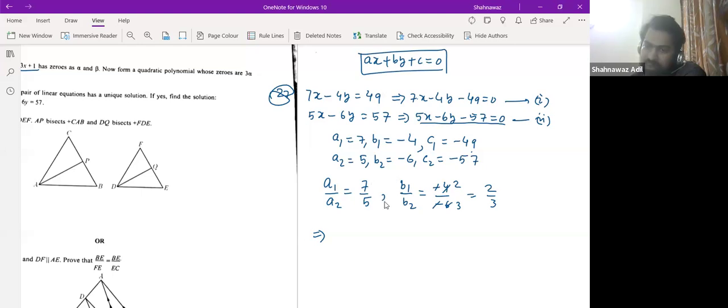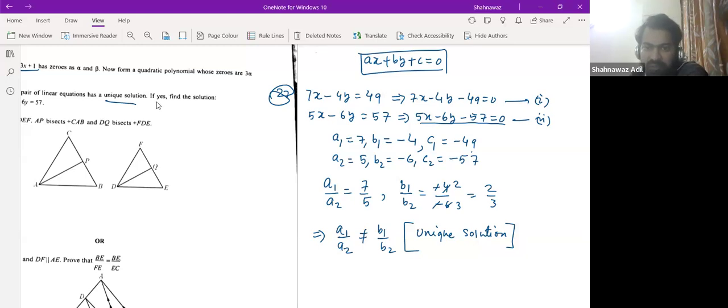7 by 5 is not 2 by 3. If this would have been 2 by 3, then we could say so, but it is not. So they are not equal. A1 by A2 is not equal to B1 by B2, which implies a unique solution. Yes, there is a unique solution.